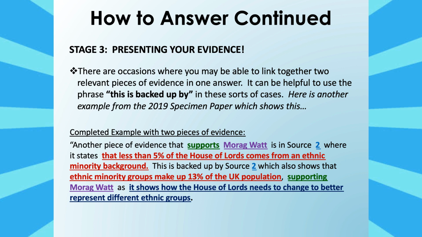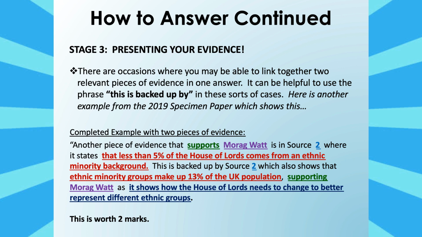This is backed up by source 2, which also shows that ethnic minority groups make up 13% of the UK population, supporting Morag Watt as it shows how the House of Lords needs to change to better represent different ethnic groups. So there we have an answer that's worth 2 marks, because we have 2 pieces of evidence that together show how there are fewer people from an ethnic minority background in the House of Lords compared to the UK population. There is our comparison.